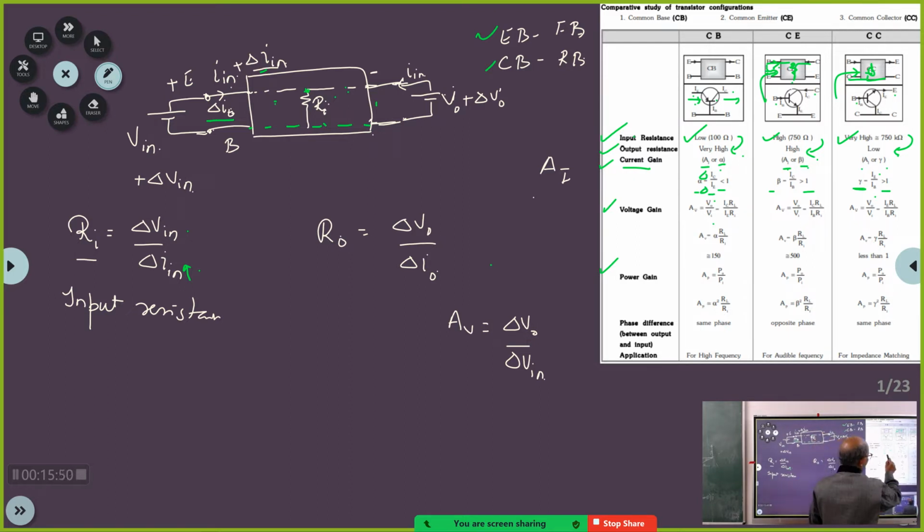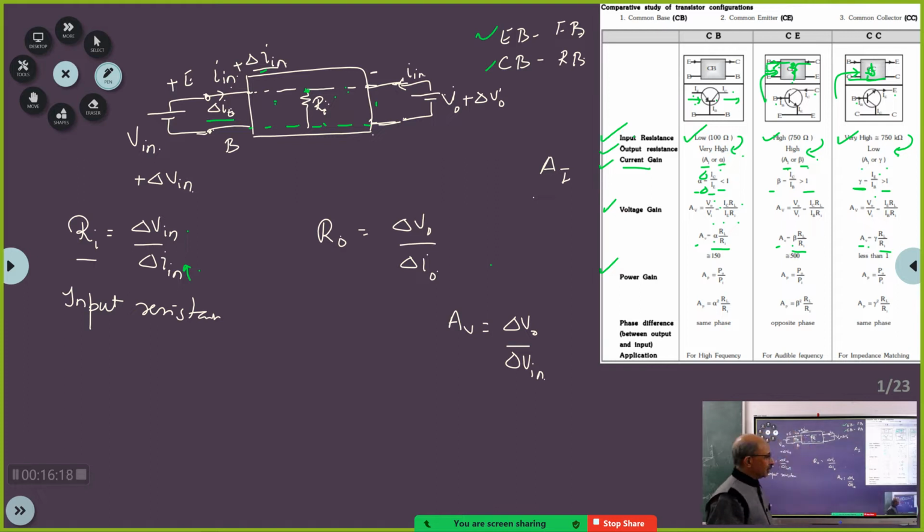Okay, so you get here AV is equal to V naught by Vin, which is IC RL divided by IE RL. And here you see IC by IE, you can write it as alpha, beta, gamma. So this is very simple. AV is equal to alpha into RL by RL. AV for CE will be beta into RL by RL. AV will be gamma into RL by RL. So suppose you understood this. I have done this derivation in my class.